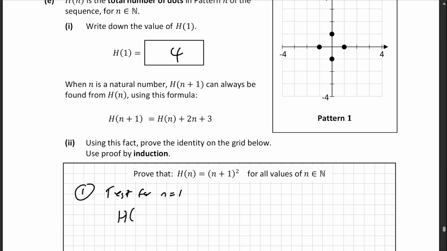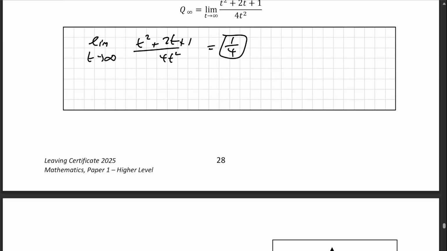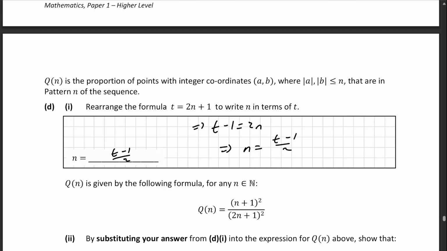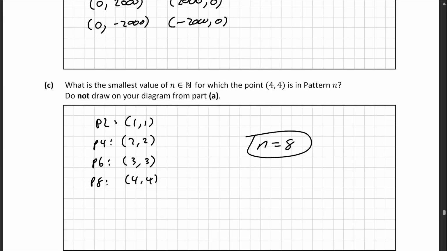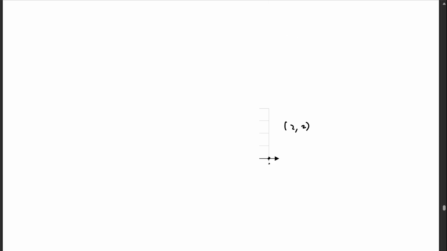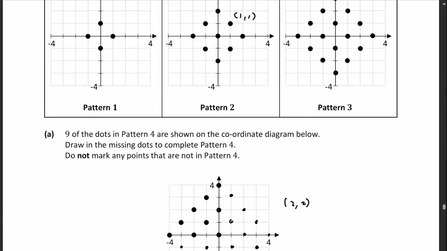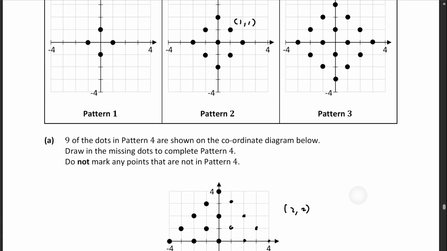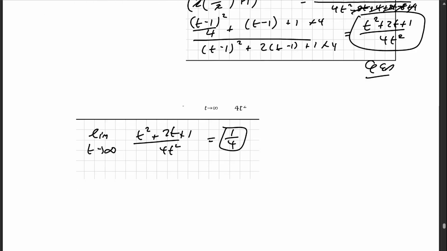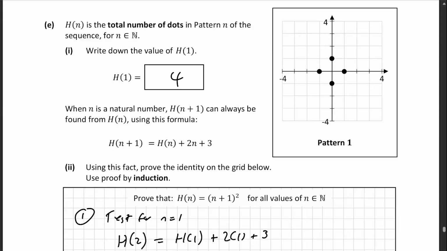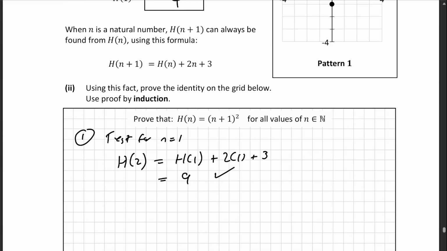So h of 2 is h of 1 plus 2 lots of 1 plus 3. H of 1 we know is 4, so 4, 5, 6, 7, 8, 9. Is that true? In pattern 2 there's 9 dots. Yep, there are in fact 9. So true for n equals 1.